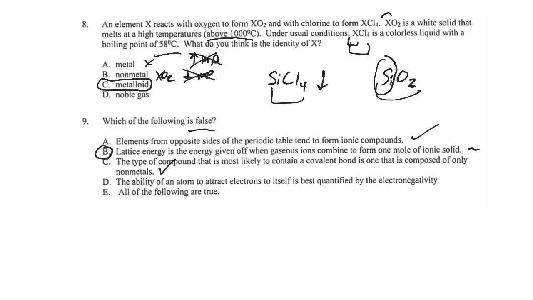The ability of an atom to attract electrons to itself is best quantified by electronegativity. Oddly, I think this is almost false, but I suppose it doesn't sound to be more false than statement B. Statement B I know definitely is false. The thing I don't like with this statement, the ability of an atom to attract electrons, it should be in a bond to itself. Because otherwise, the ability of an atom to attract electrons to itself sounds like electron affinity.